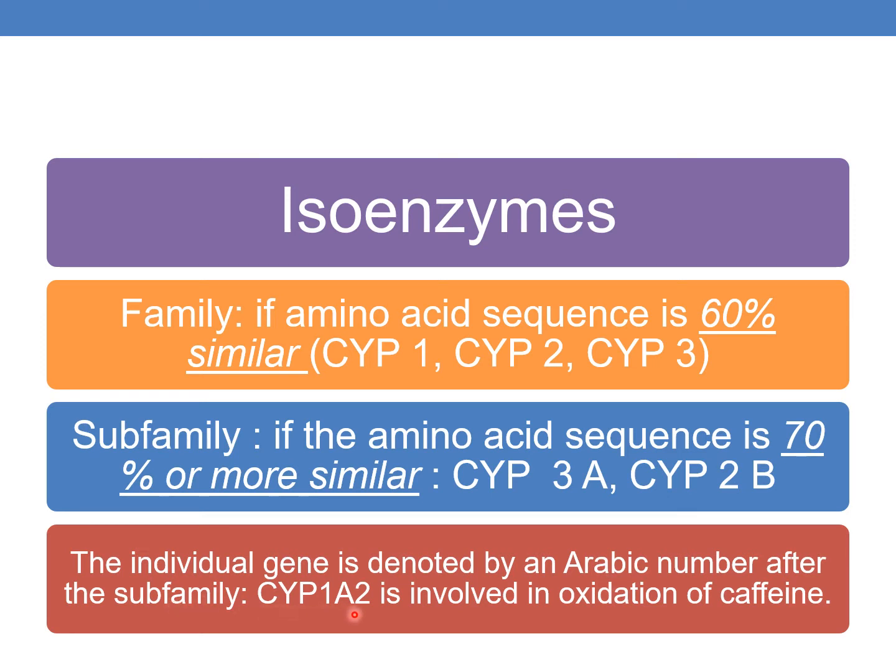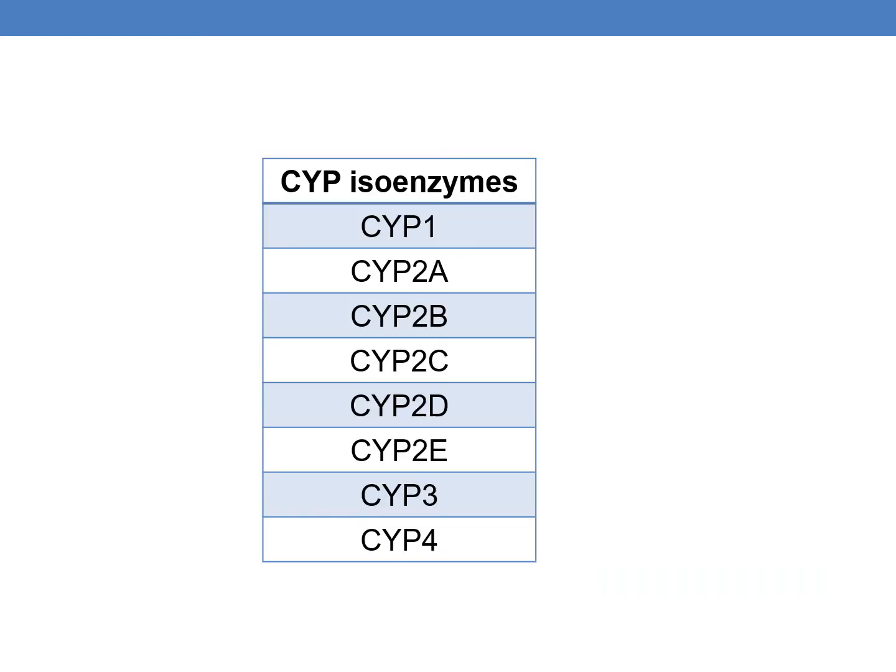Similarly, CYP2B. And the individual gene is denoted by an Arabic number after the subfamily. An example is CYP1A2. The enzyme CYP1A2 is involved in the oxidation of caffeine. So these are the various families. Clinically, CYP1 to CYP4 are effective in metabolizing therapeutic agents and various endogenous substances in humans. Some examples of CYP isoenzymes are CYP1, CYP2A, CYP2B, CYP2C, CYP2D, CYP2E, CYP3 and CYP4.